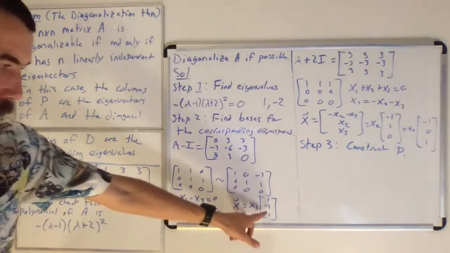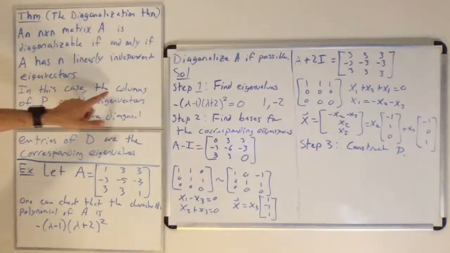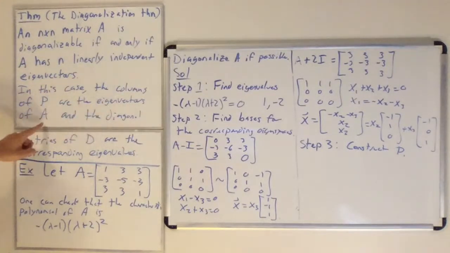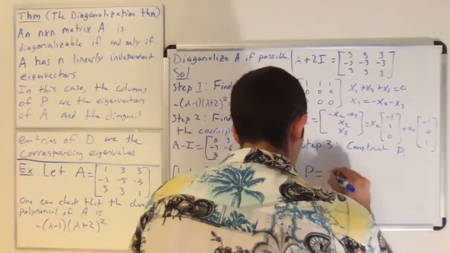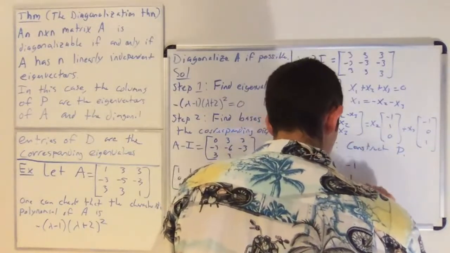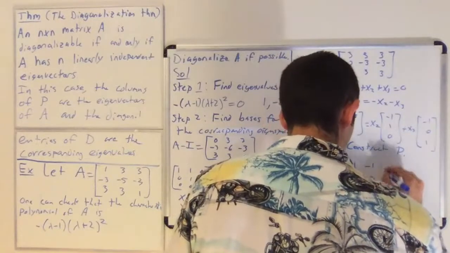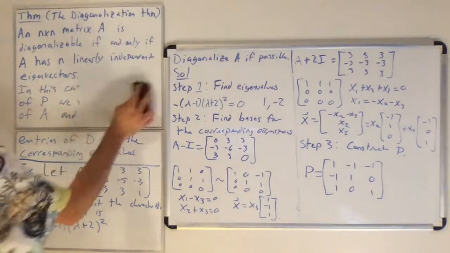Okay, and the way we get P is we just write down the eigenvectors. These are the columns, right? The columns of P are the eigenvectors of A. Okay, and then our last step is construct D.